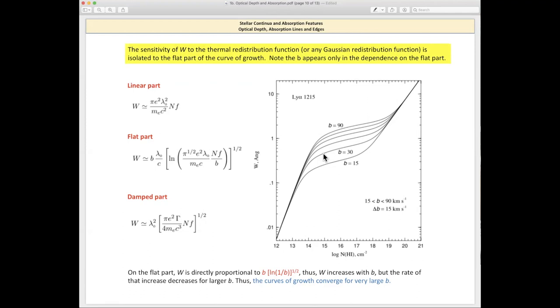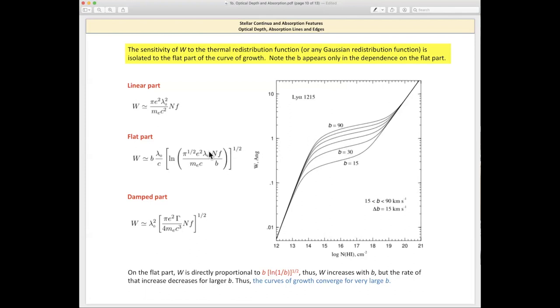So here you are at B equals 30, as the column density goes up, you can see the equivalent width is growing very slowly. But if you are at fixed column density, say 10 to the 16, and you're at B15, B30, B45, you can see that it's very proportional to the B parameter. And so for a fixed column density, you get a much larger equivalent width because you have much broader wings as the B parameter goes up. But notice that these lines converge.